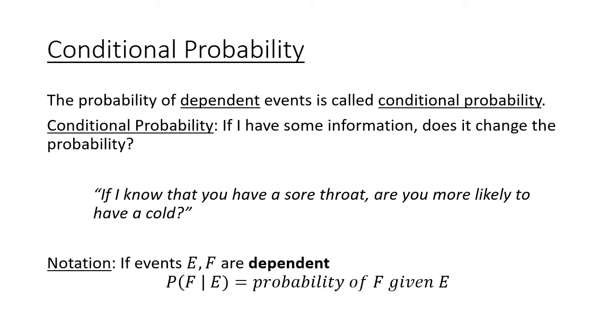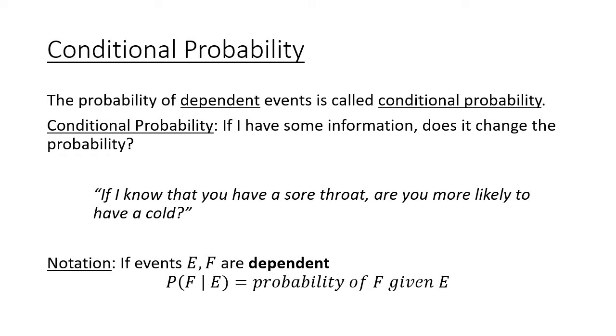So what we're going to start talking about with this video is what's called conditional probability. Conditional probability is when we're trying to calculate the probability of dependent events. The main idea is that if I have some information, is it going to actually change the probability I'm looking at? For example, if I wanted to know the probability that someone has a cold, well, if I know that you have a sore throat, then I know you're much more likely to have a cold. So knowing that information actually changes my probability.